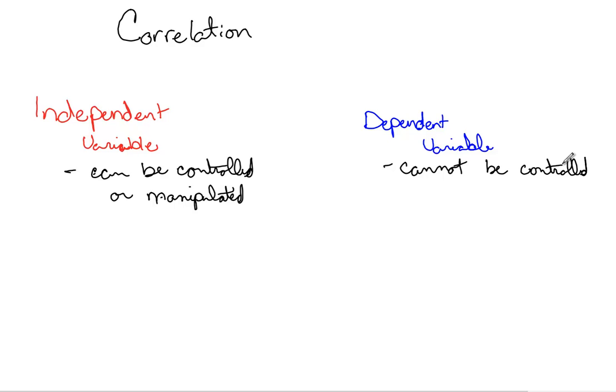Then, because we're talking about correlation, we're talking about two variables which we're going to graph on the same axes. And so the independent variable is designated by the x. So it is your x variable. And the dependent variable is your y variable.